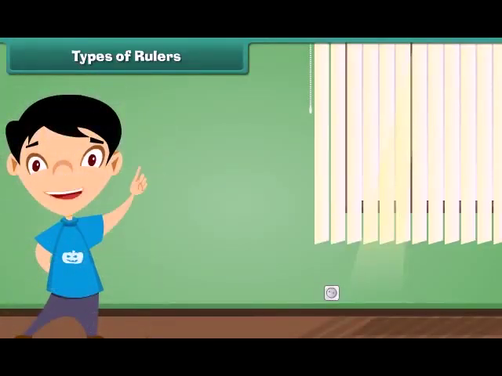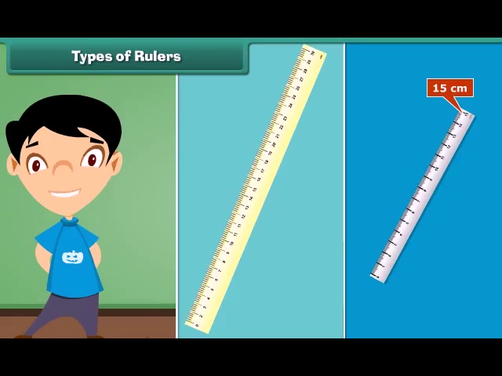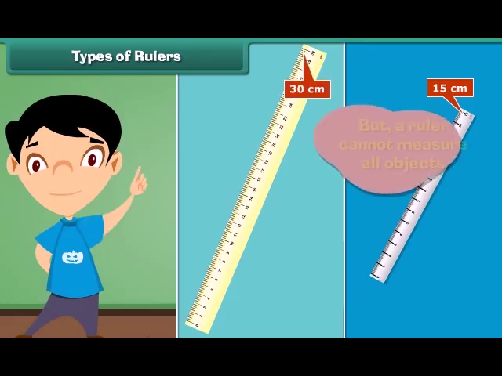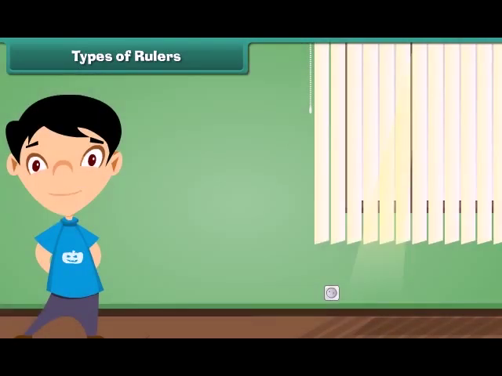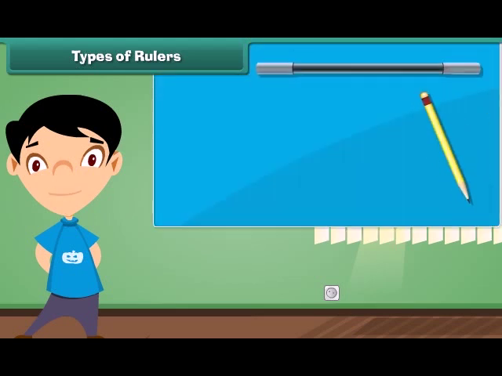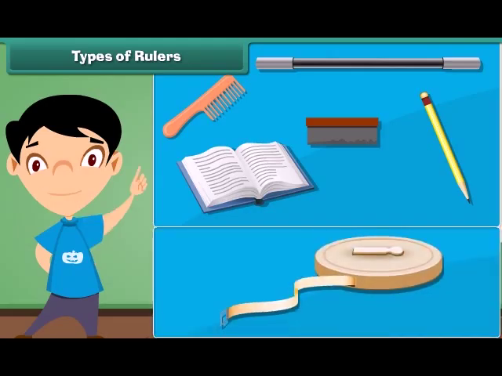A ruler comes in different lengths. The first ruler seen can measure length up to 15 centimeters. The second ruler seen can measure length up to 30 centimeters. But a ruler cannot measure all objects. Ruler is used to measure only short length objects such as pencil, stick, notebook, duster, comb, etc. A measuring tape is used to measure long things.